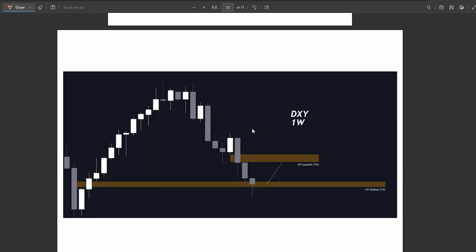Now this is an example in which we will be considering inverse correlation SMT divergences, and we have the relationship between Dixie and Euro USD in this example. So as you can see, first of all, we will be identifying the trend. Dixie is in a downtrend. As you can see, it is creating lower highs and lower lows. So I was expecting a counter trend move to at least towards this bearish fair value gap, as we were tapping in this bullish FVG. So I was expecting a counter trend move on Dixie towards at least this bearish FVG.